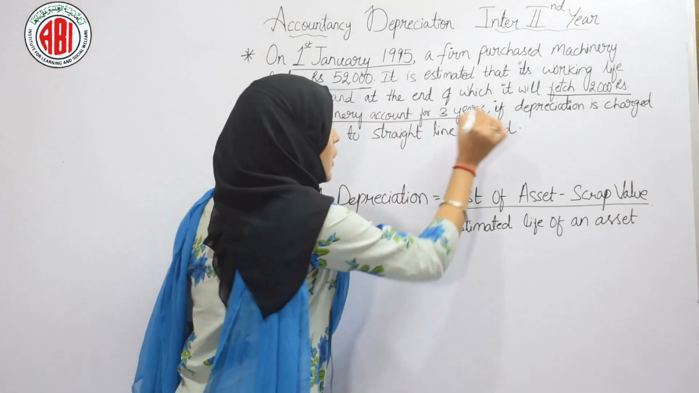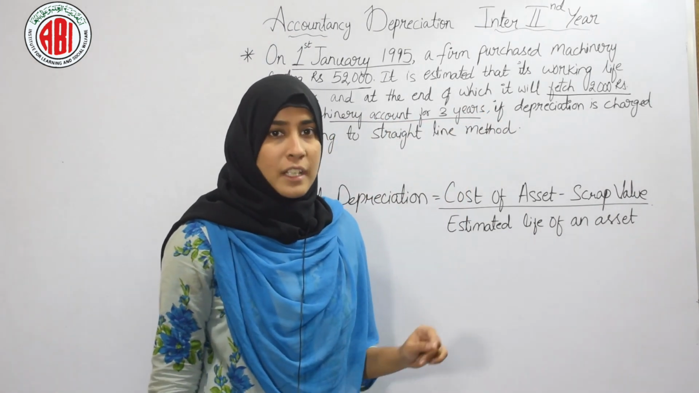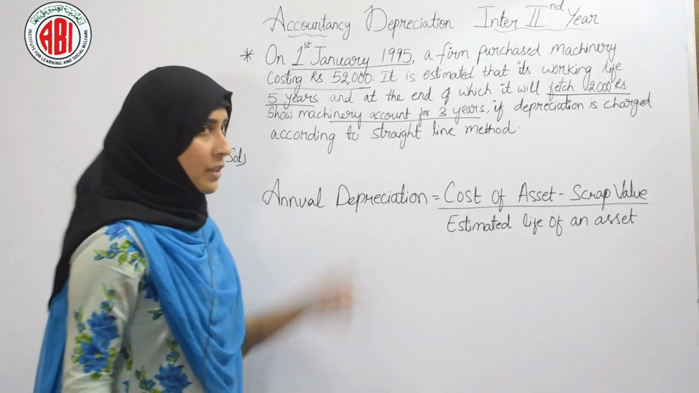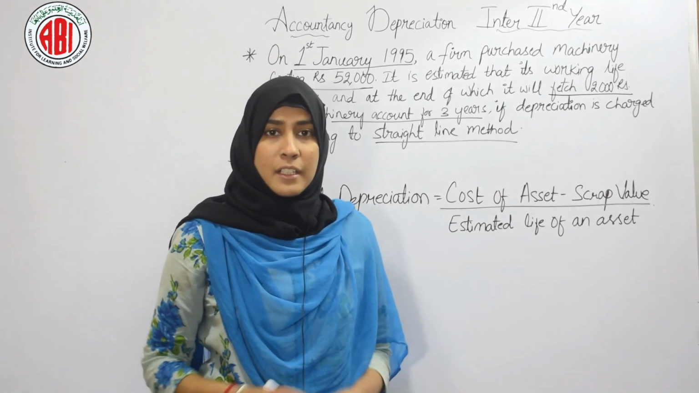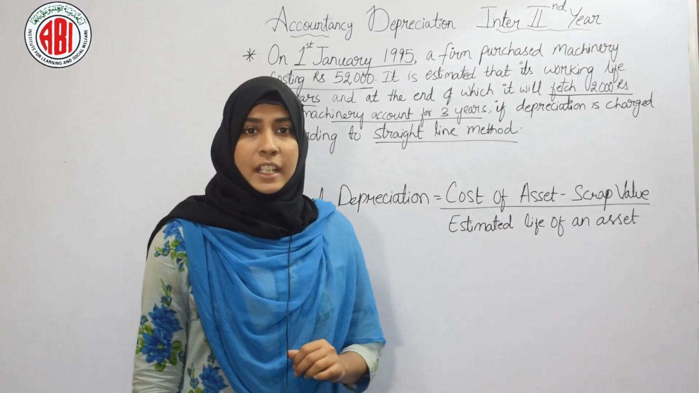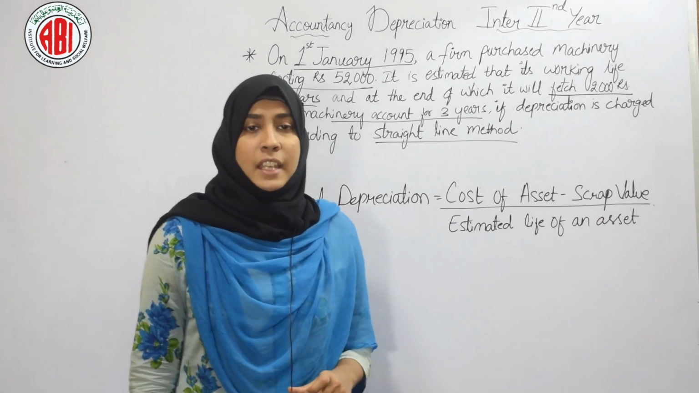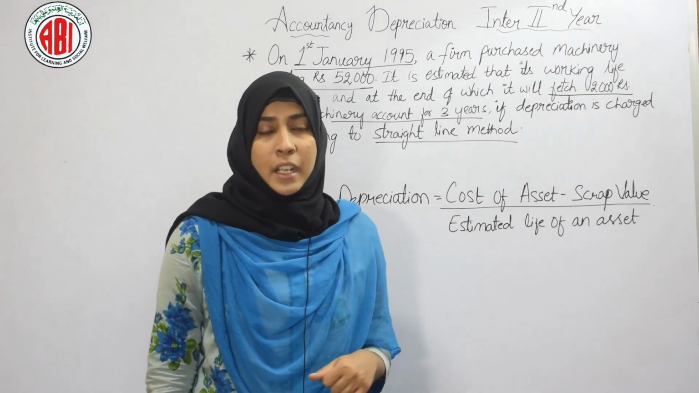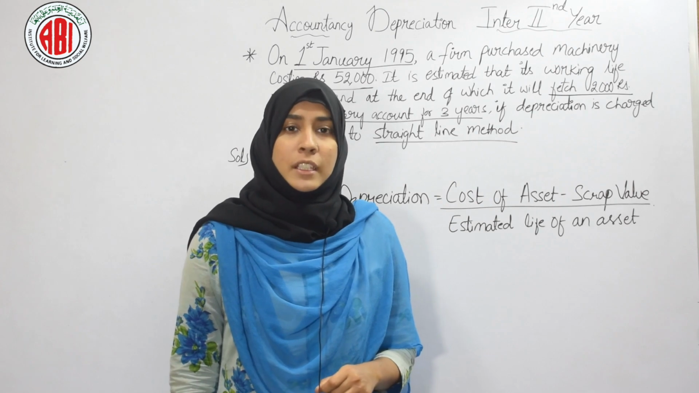Machinery account for 3 years. That means we have to charge depreciation for 3 years, if depreciation is charged according to the straight line method. So the method given is the straight line method. Here it is very clear that the rate of depreciation is not given. Instead it has given us other information like scrap value and estimated life of an asset, so that we can calculate it by using the formula.